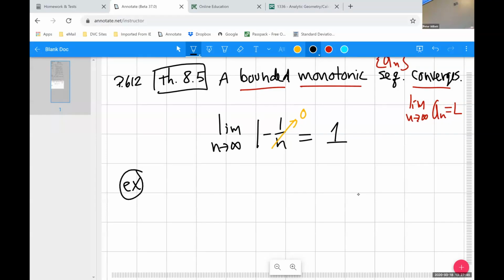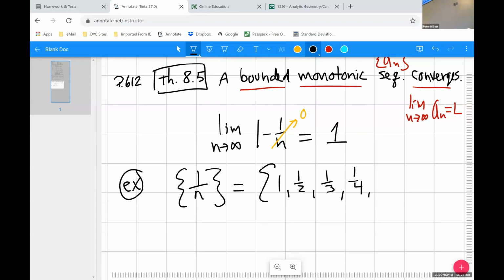So consider the sequence. Let's just do 1 over n, nice and simple. So what does this look like? 1, 1/2, 1/3, 1/4, 1/5. For those who care, this is a very, very important sequence. It's called the harmonic sequence. But in any event, we will learn more about that later.